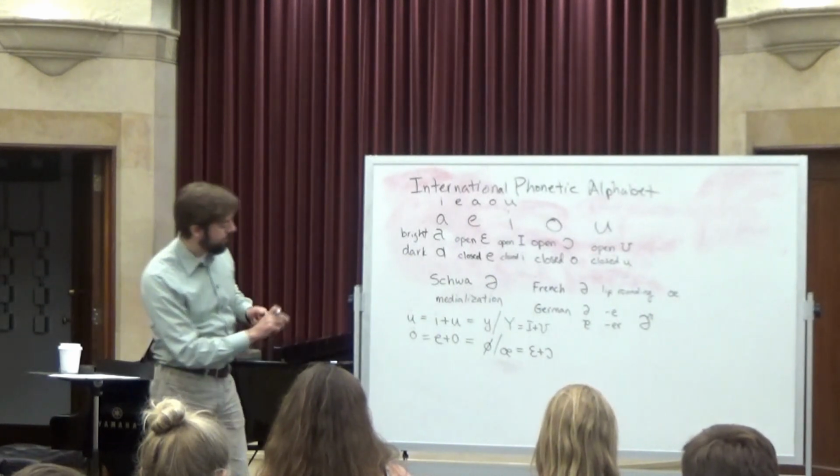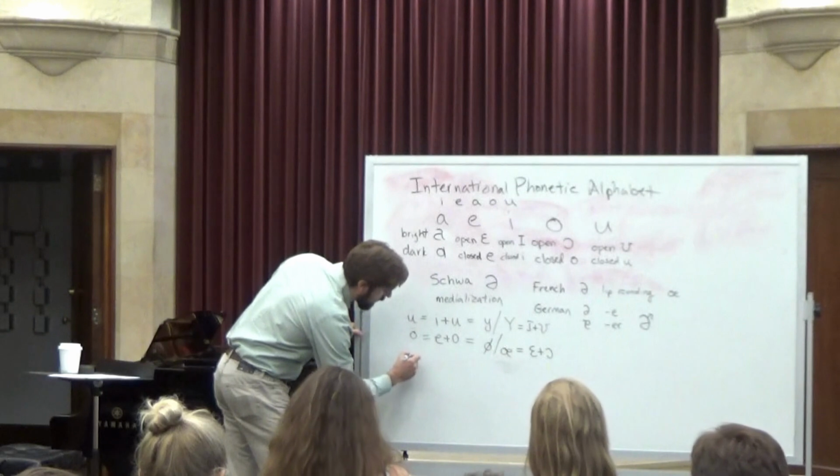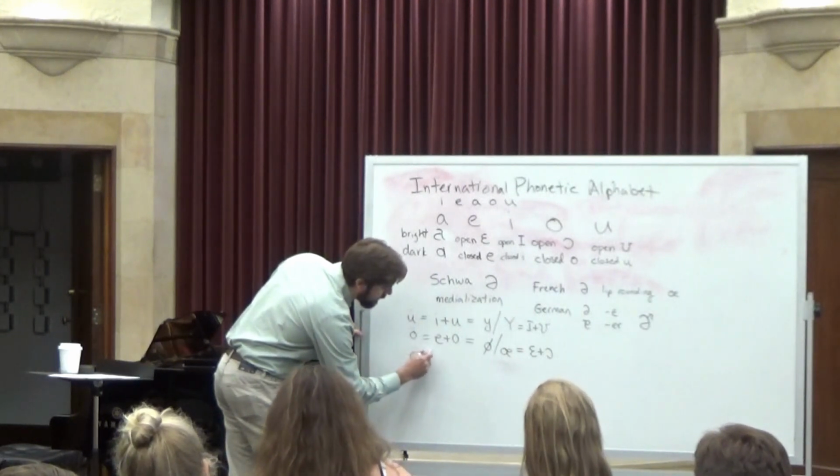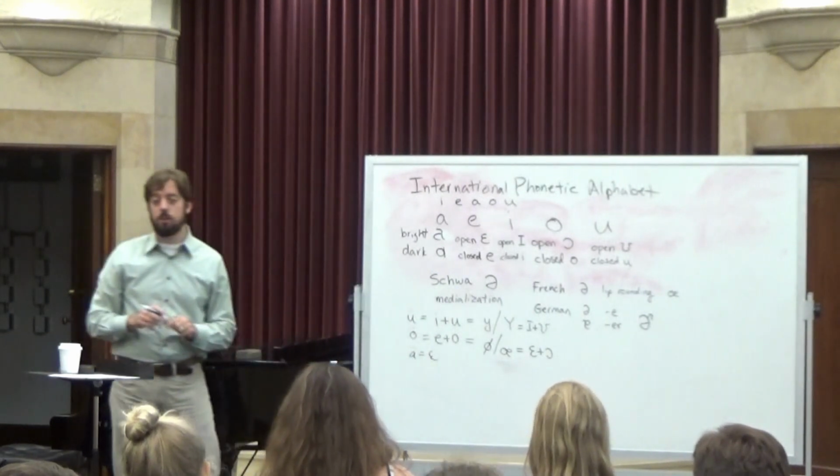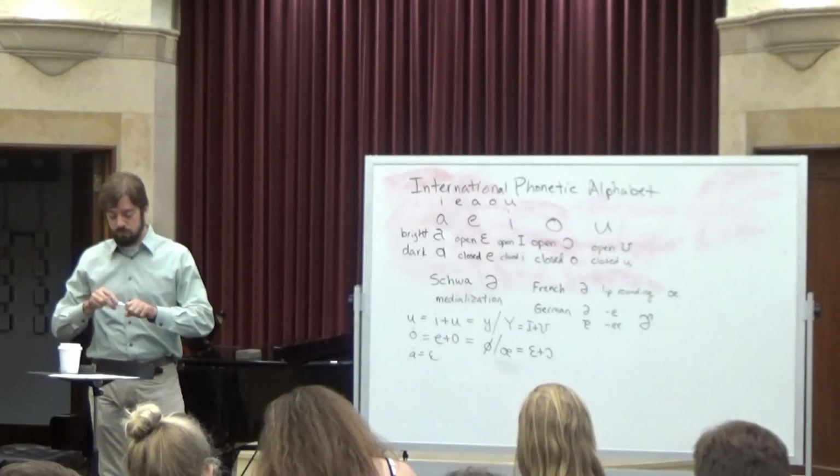I think those are the mixed vowels. Just in case you were wondering, in German you come across this one a lot too, but that's just an open A. Okay, so the A with two dots is not a mixed vowel.